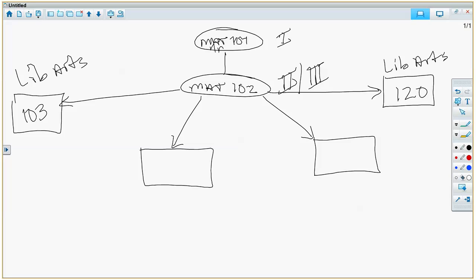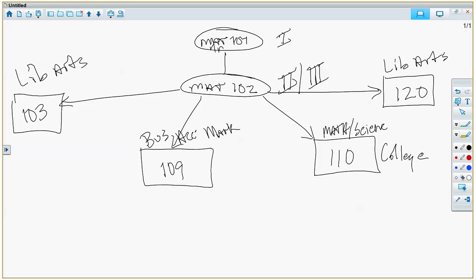And then you got your business. Business, accounting, marketing. And that's 109, which is a sister to college algebra. Okay? This is called modeling in algebra or something. This is called college algebra. College algebra is for the math and science degrees. Give me a math or a science degree, do you think?